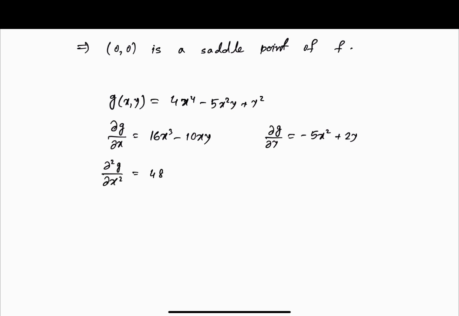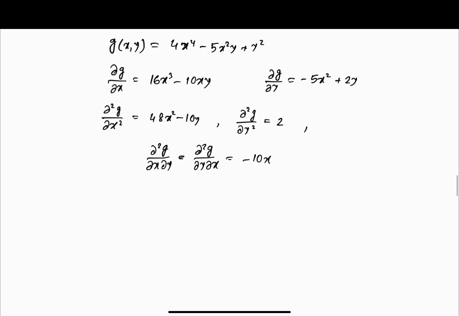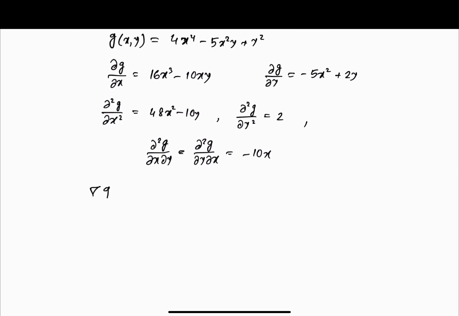And let's find all the other partial derivatives. ∂²g/∂x² will be 48x² minus 10y. ∂²g/∂y² is 2, and ∂²g/∂x∂y, which is the same as ∂²g/∂y∂x, is minus 10x. So let's check the gradient of g at the point (0,0). ∂g/∂x at (0,0) is 0, and ∂g/∂y is also 0, so the gradient is (0,0), which implies (0,0) is a critical point.